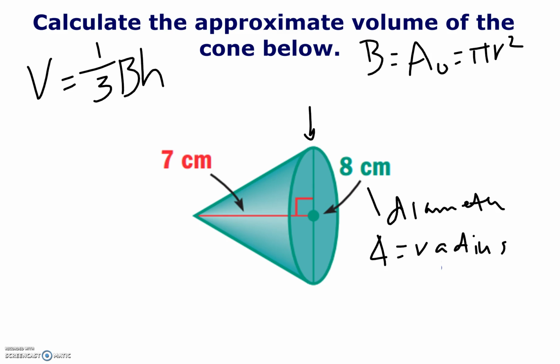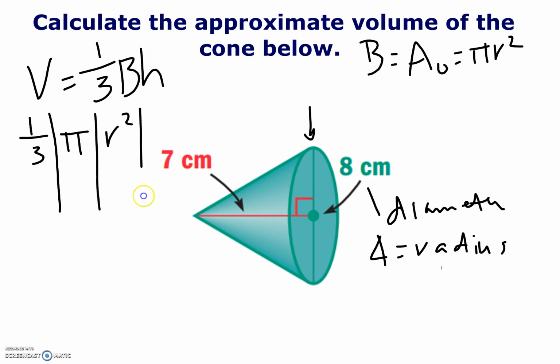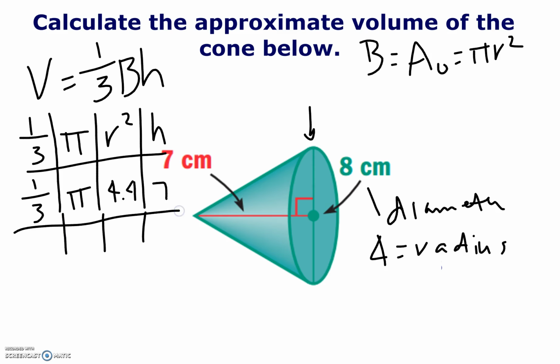So let's go ahead and draw our table. 1/3 pi r squared times height. So I have 1/3 pi. Your r is 4 times 4, and your height is 7. So I have 1/3 pi times 16 times 7.